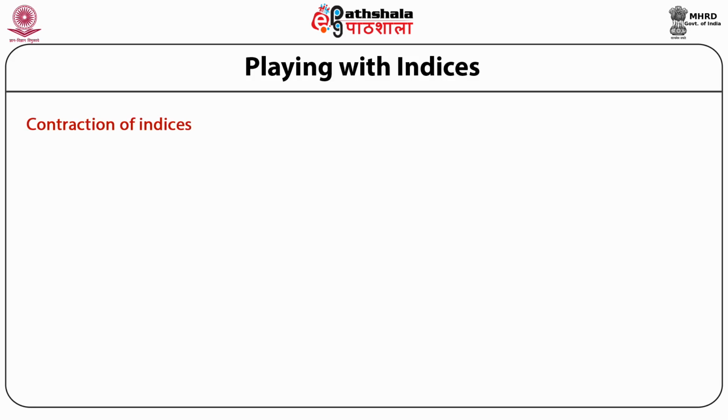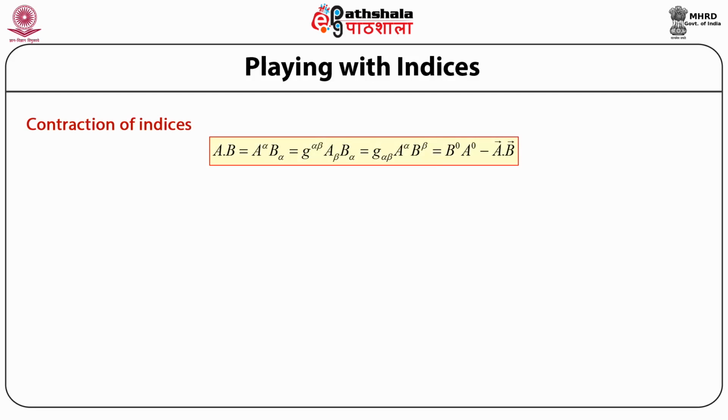So the dot product or the scalar product or the inner product of the two vectors A dot B can be written as A superscript alpha times B subscript alpha, and then this can further be written, using the transformation using metric tensor, as g superscript alpha beta times A subscript beta times B subscript alpha, and this is equal to g subscript alpha beta times A superscript alpha times B superscript beta, and this is equal to B superscript 0 times A superscript 0 minus vector A dot vector B.